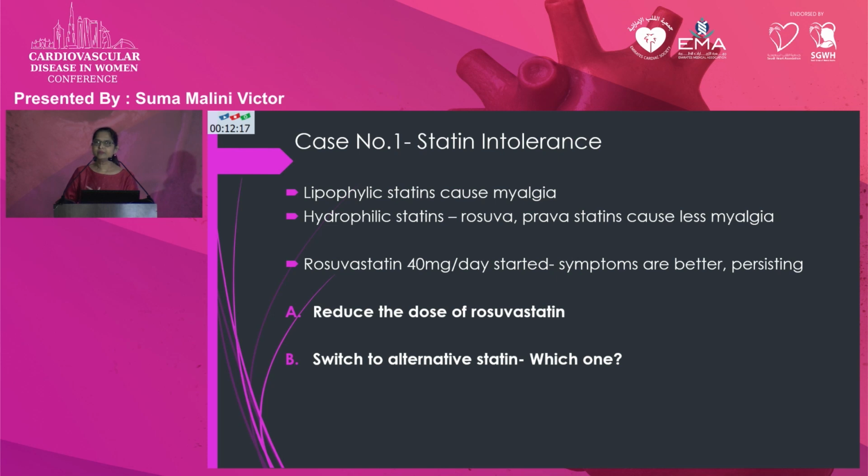So there are some statins which are called lipophilic statins. These are statins which concentrate themselves more into the extrahepatic tissues like muscles and the peripheral tissues, which are often associated with myalgias. Like simvastatin, for example, is a lipophilic statin. So switching to hydrophilic statins like rosuvastatin, pravastatins would ideally cause less myalgias in these patients. So then this patient is switched to rosuvastatin 40 milligrams per day and started feeling a little better.